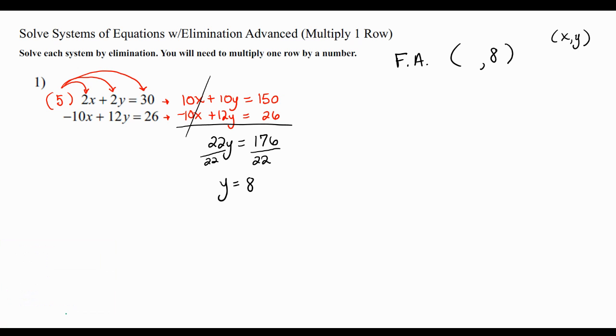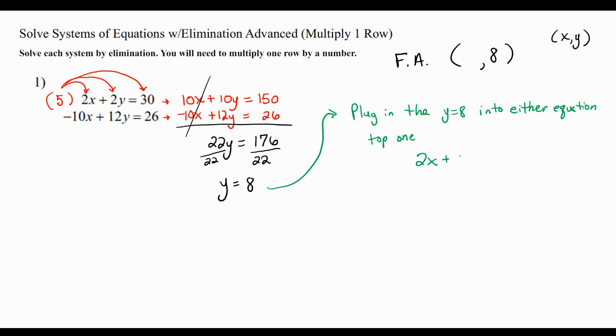So to find x, I'm going to take the y and plug in the y equals 8 into either equation from the beginning. And it doesn't matter which one you choose. So I'm going to go with the top one. And I'm doing that because they're smaller numbers. So 2x plus 2y equals 30. And we found the value of y, so we'll plug it in right here.